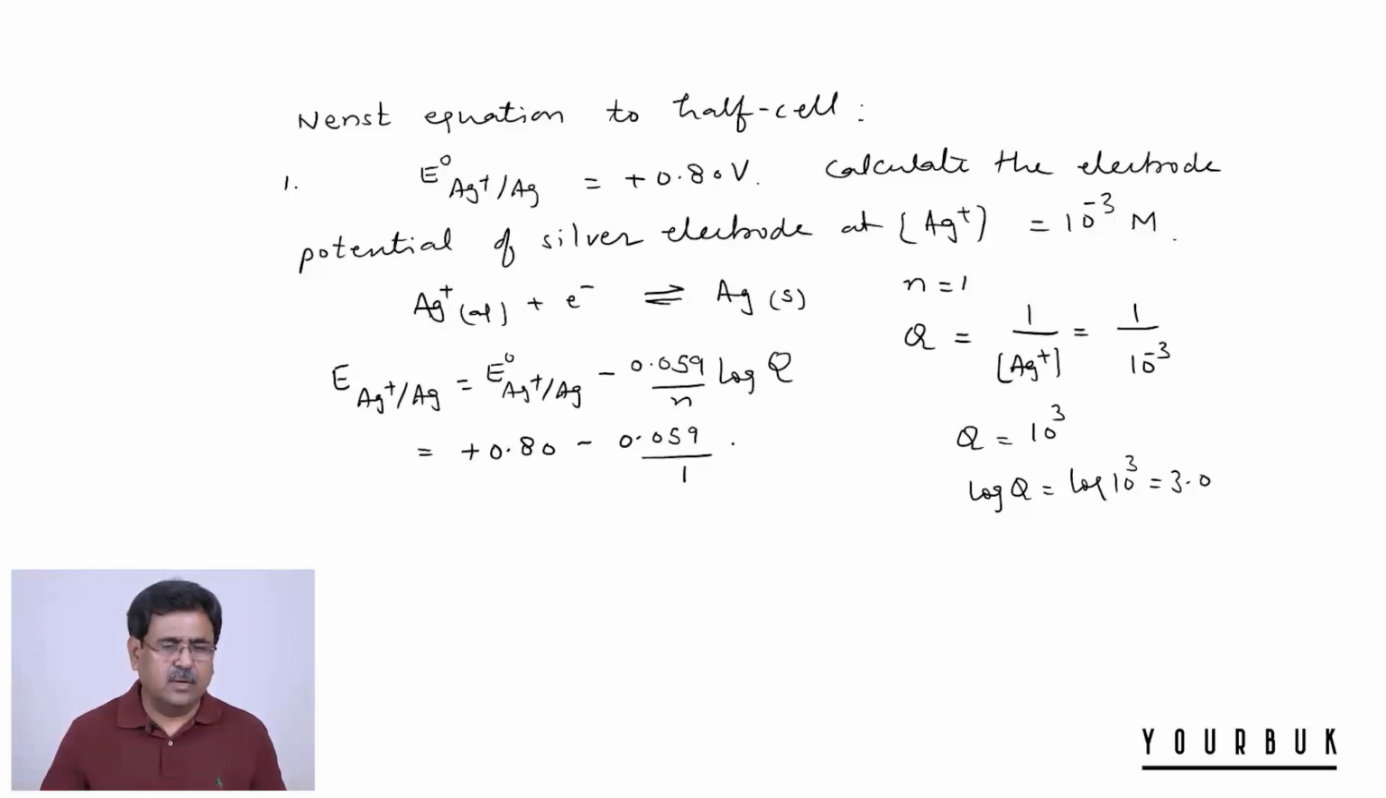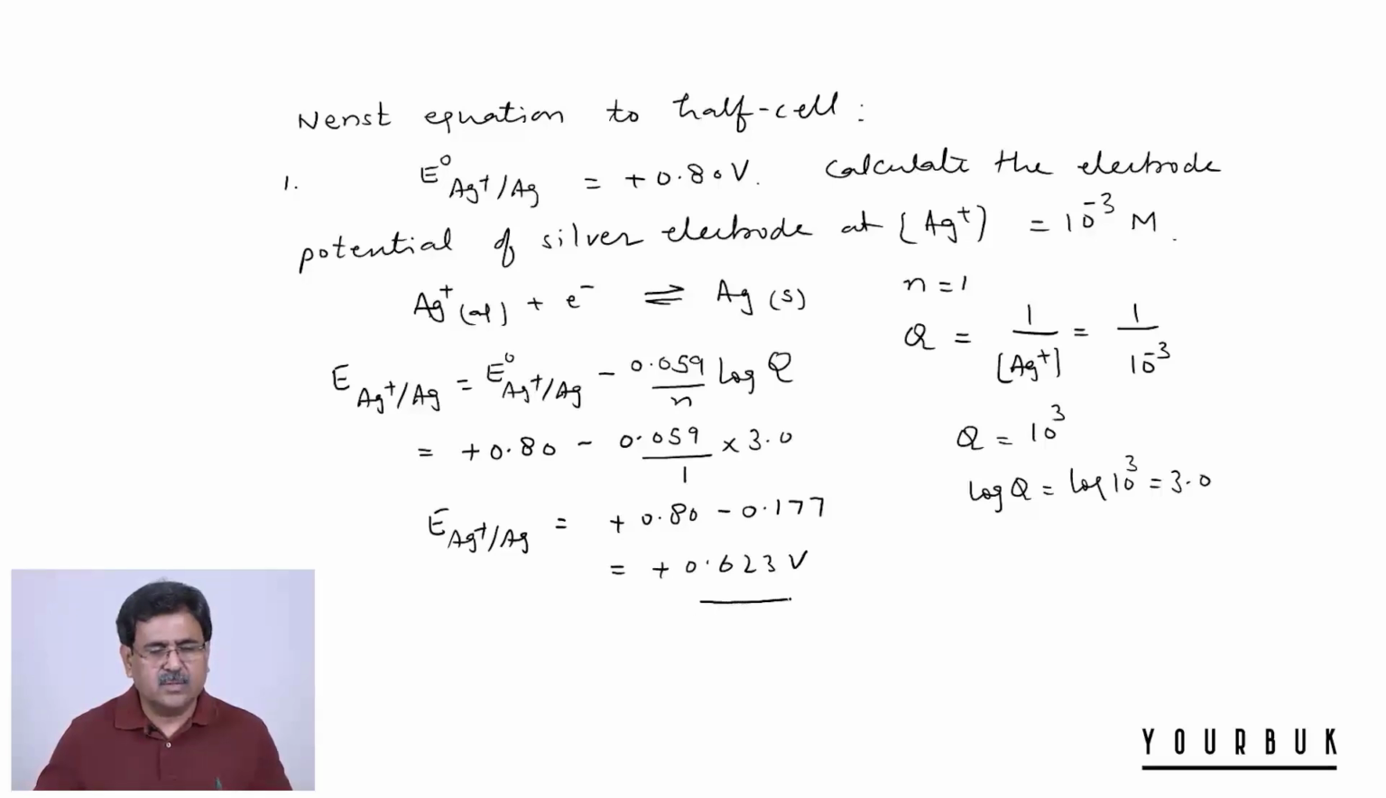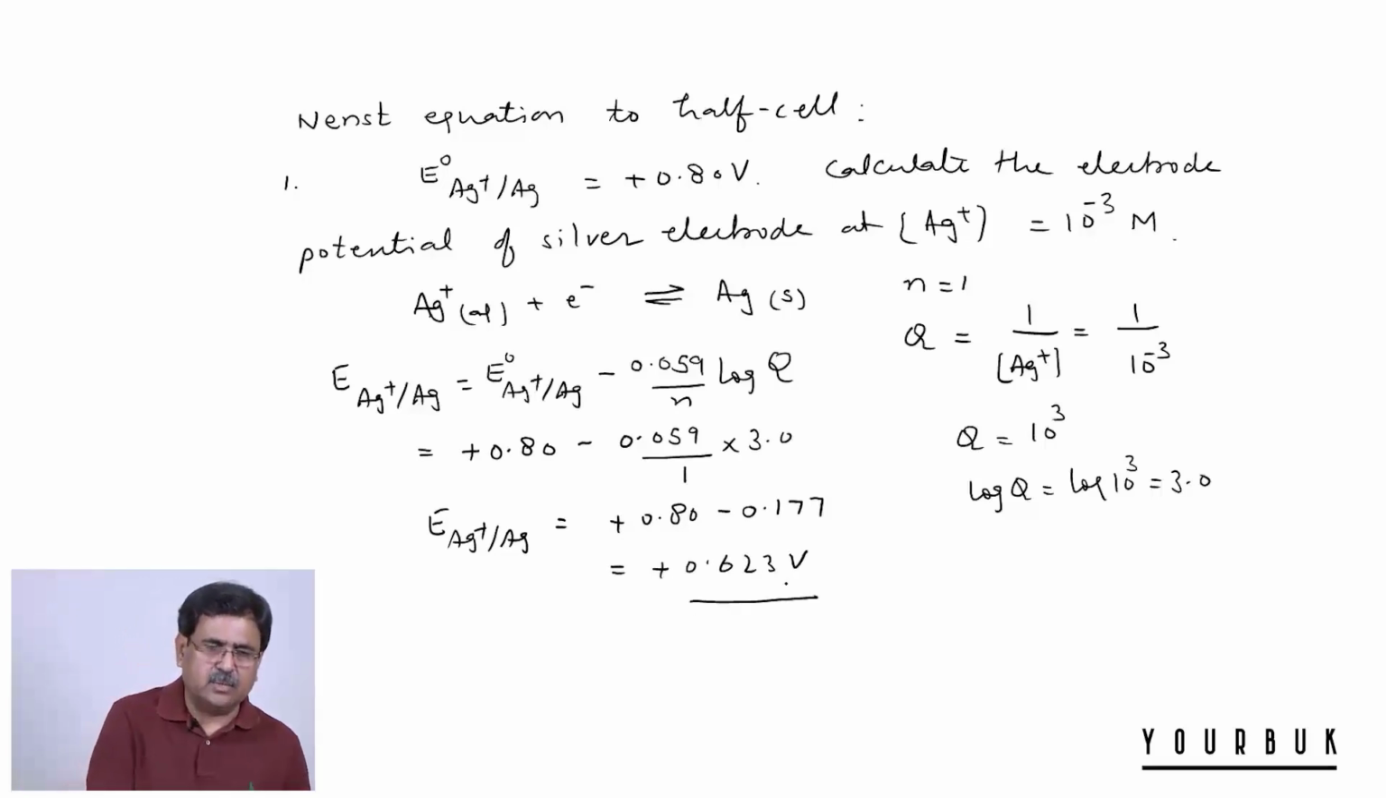We also know the value of log K, which is 3 in this case. Electrode potential of the silver electrode is equal to plus 0.80 minus 0.177, which is plus 0.623 volt. So this is the electrode potential of the silver electrode when the silver ion concentration is reduced to 10 raised to the power minus 3.